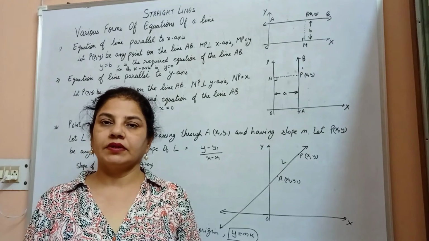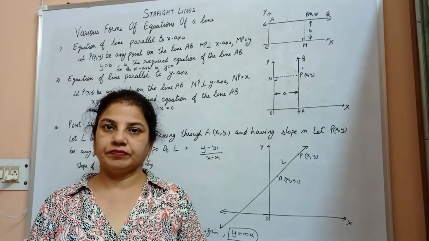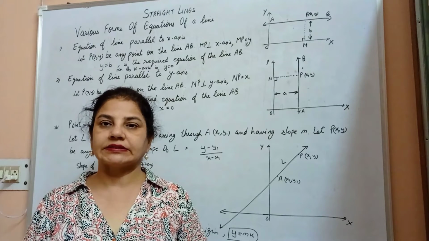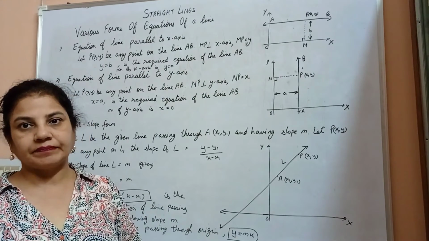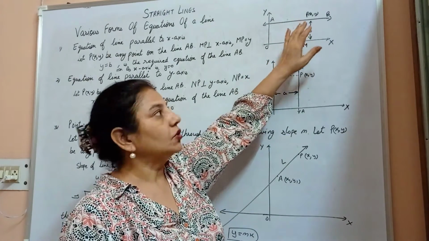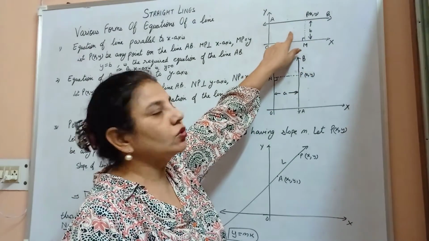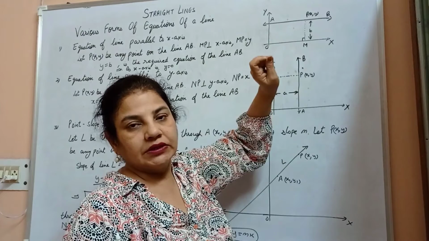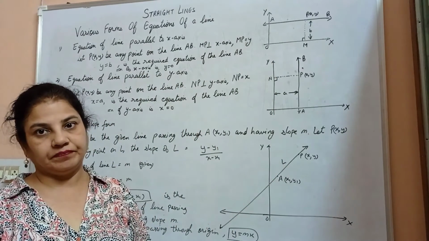Straight line. In this video, we are going to study various forms of the equation of a line. Equation of a line parallel to x-axis. Let AB be a line parallel to x-axis and take point P on AB. Draw PM perpendicular to x-axis. Then PM is equal to y and the length of y is equal to b. Then we say y is equal to b is the required equation of line AB.